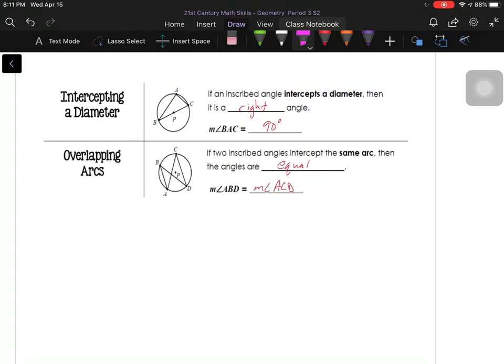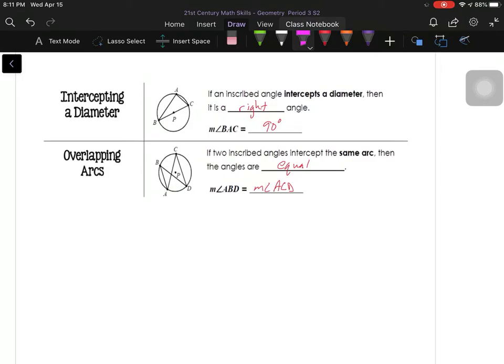There are a couple of special properties if you have an inscribed angle that intercepts a diameter. So if the two ends land on the end of the diameter, then that's going to be a right angle, because half of a circle is 180 degrees. So the arc measure is 180. If you take half of 180, you get 90 degrees.